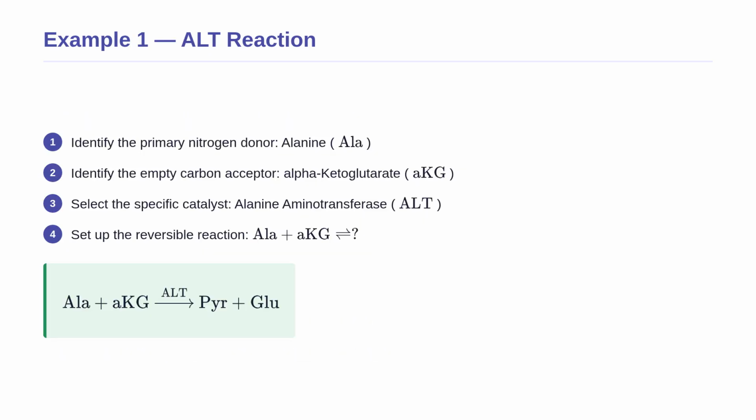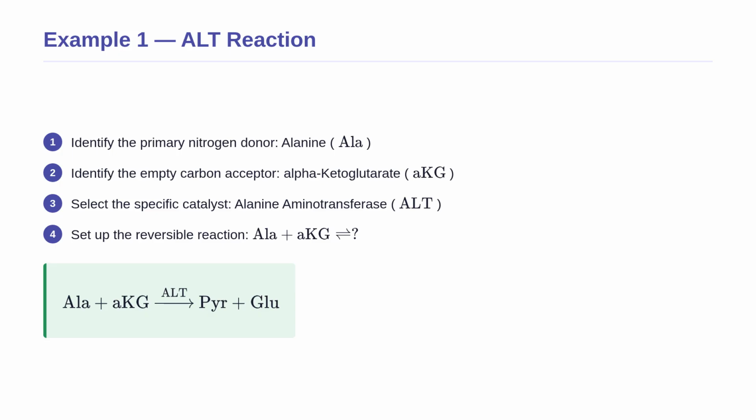Let us apply this formula immediately with a concrete example. Suppose your muscle cells are working hard and generating a large amount of the amino acid alanine. The body must transport this nitrogen safely to the liver. We start by identifying alanine as our primary nitrogen donor and alpha-ketoglutarate as our empty acceptor. We select the specific enzyme, alanine aminotransferase, or ALT, to catalyze the swap.